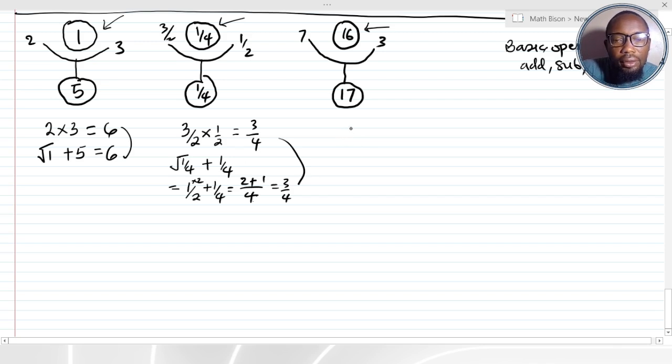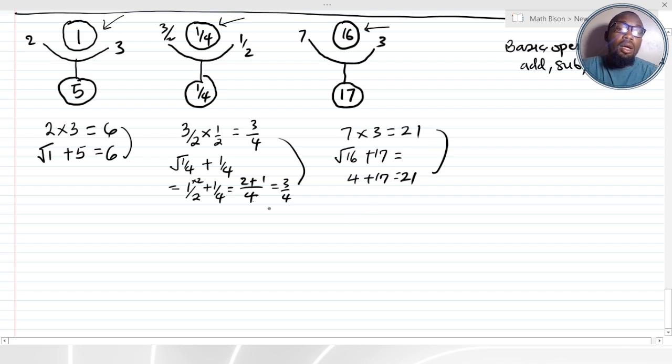So we have 7 times 3 and it's 21. And the square root of 16 plus 17 will give us what? 4 plus 17, which is 21. Perfect. I think we're good.